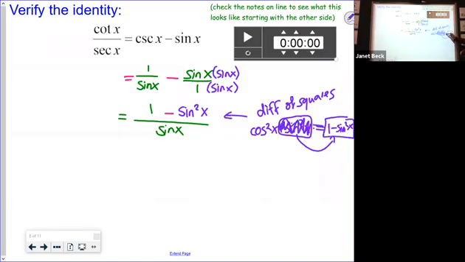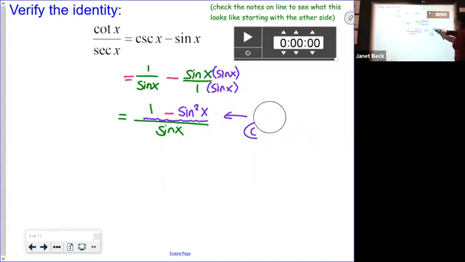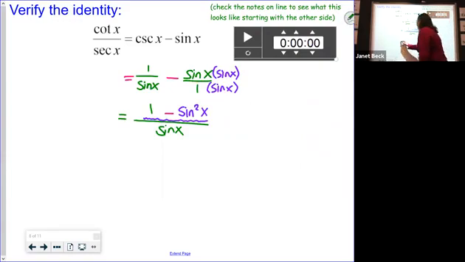And what does it equal? It equals cos squared x. So all of this I can replace with cos squared x. When you see difference of squares, go look at your Pythagorean identities, and one of them is bound to help you.